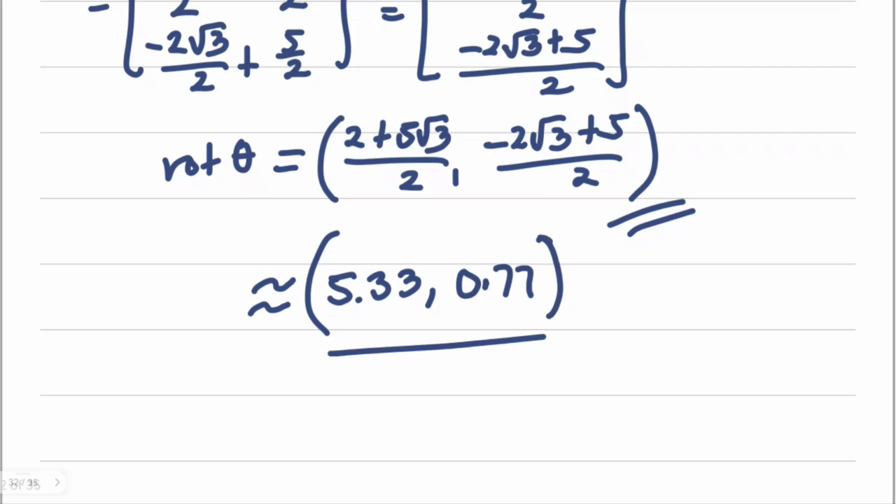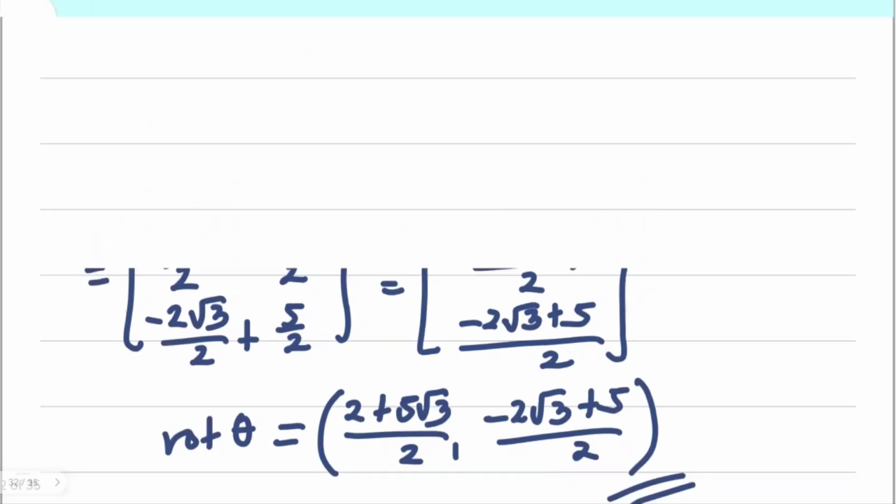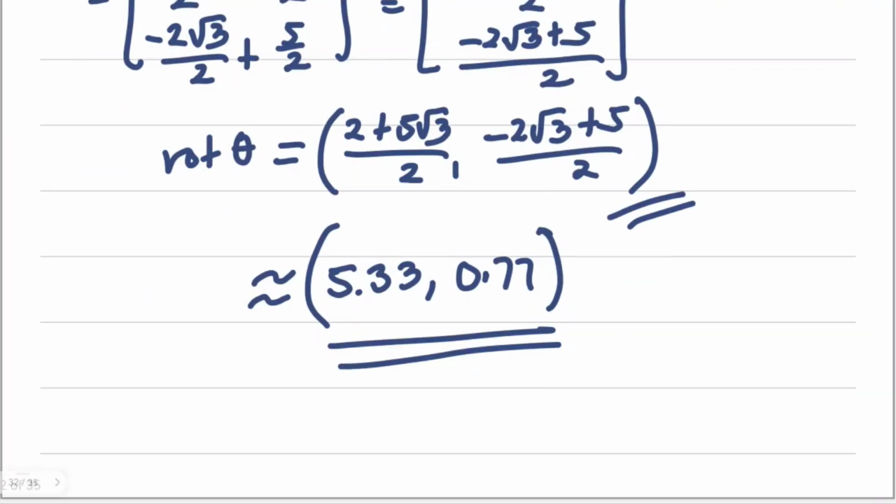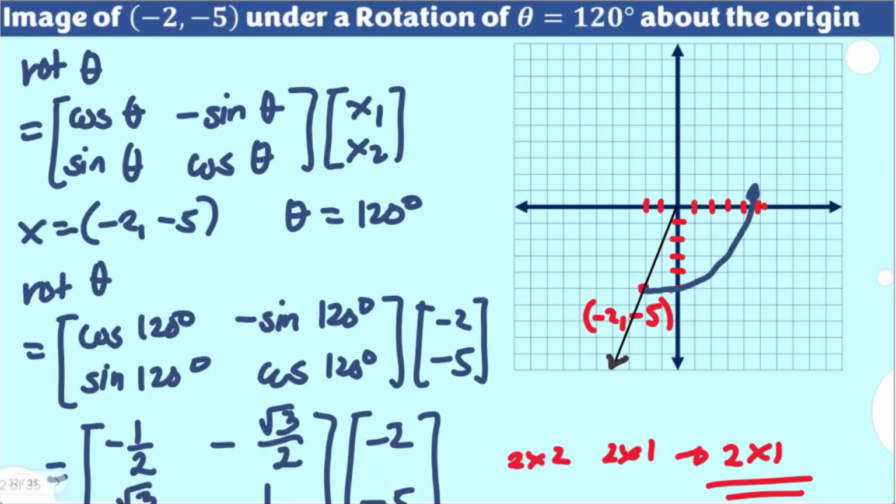As you can see, it's really a point in the first quadrant as expected. If you're going to plot that, 5.33 is somewhere here: 1, 2, 3, 4, 5, and 1/3. And you will have 0.77, almost 1, but it's not 1. Almost 1, somewhere here. So the rotation of the point is somewhere here, and that's where our terminal side will be located.